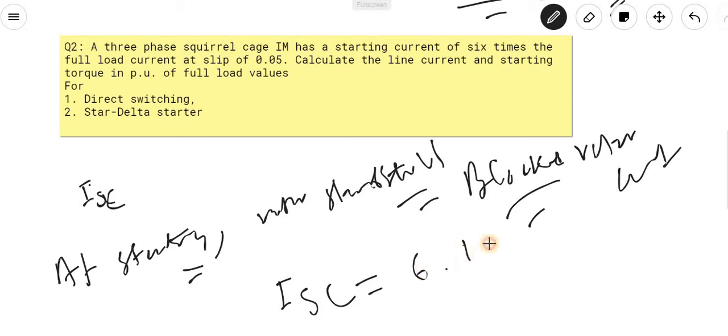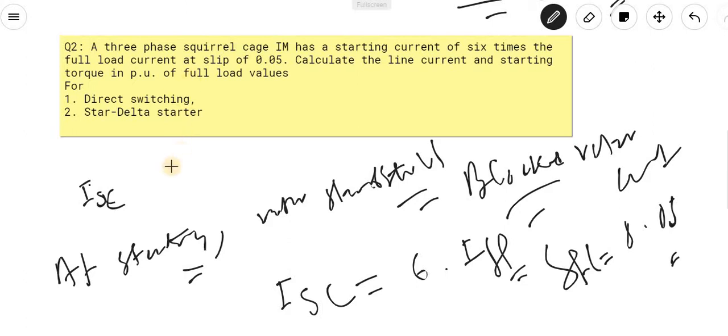So short circuit current is given as 6 times the full load current, and also given the full load slip. The motor has a starting current of 6 times the full load current, and full load slip is how much? 0.05. Obviously the starting slip at starting will be equal to 1.